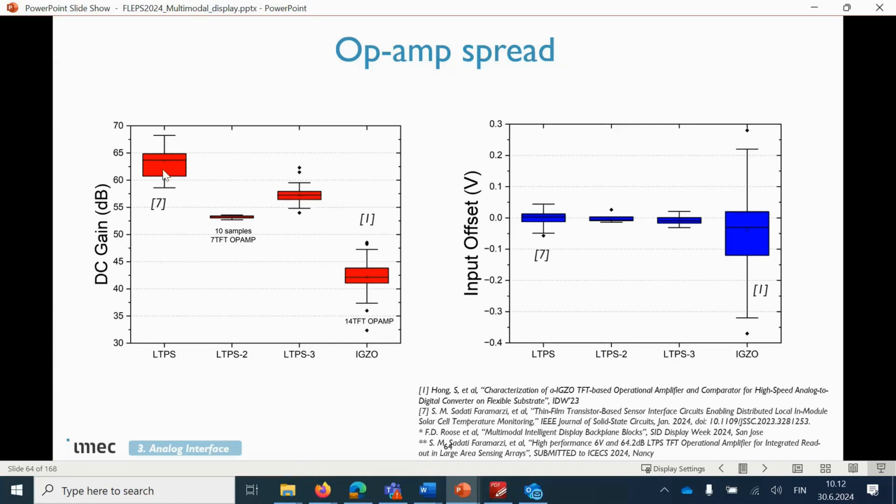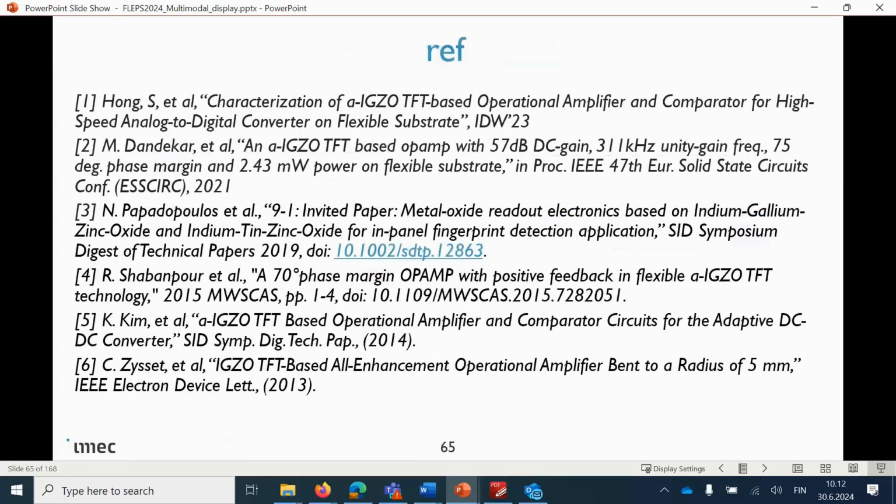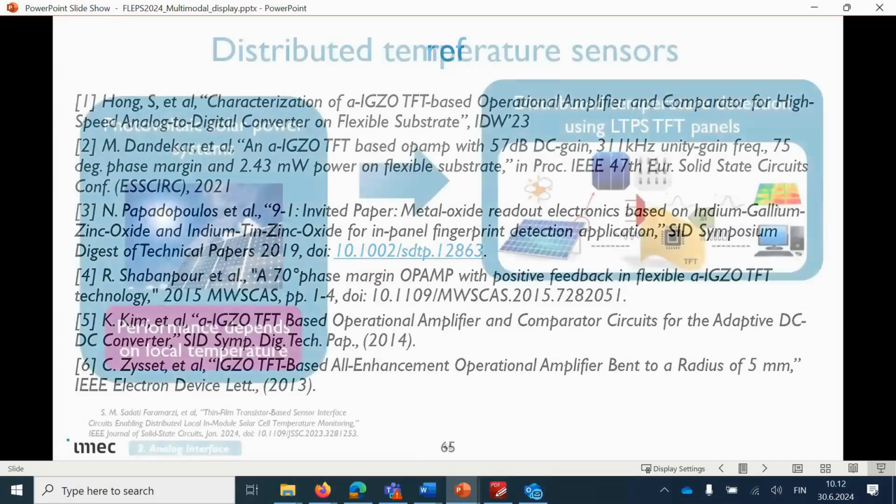And in some cases, better also, the spread of this gain. This actually is larger than the IGZO, but this is for a very large operational amplifier with very small voltage. Shown here, and also for the input offset, there is no discussion. It's always lower than the one that you get using IGZO. And here are all the references.